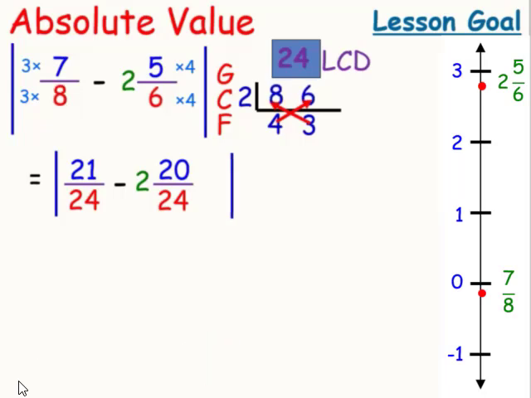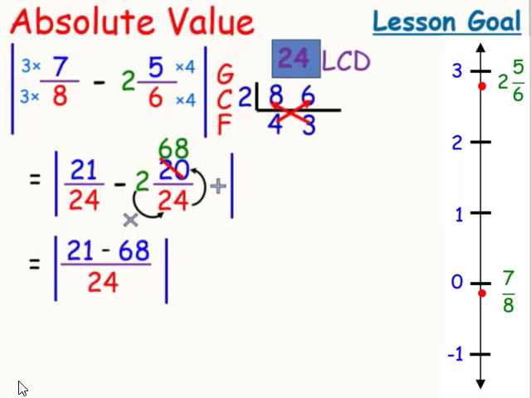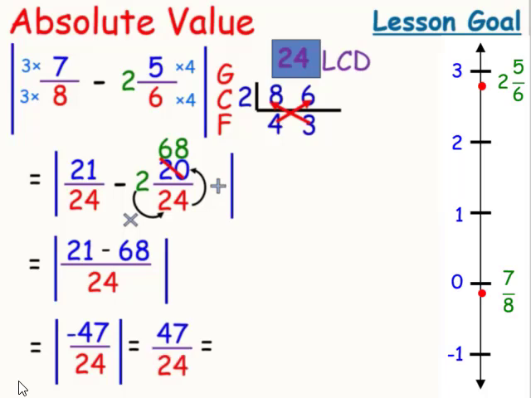Another way we can do this is, instead of writing the opposite, we can rewrite the second rational number as an improper fraction. Round and round we go. 2 times 24 plus 20 is 68. We're going to have 21 minus 68 all over 24. 21 minus 68 is negative 47 over 24. The absolute value of negative 47 over 24 is 47 over 24, which is 1 and 23/24.